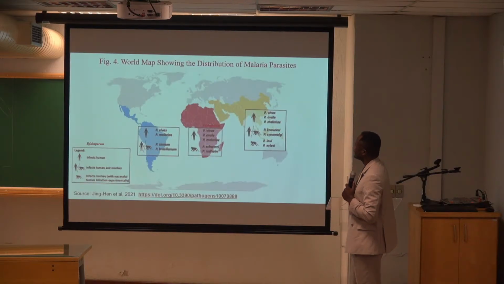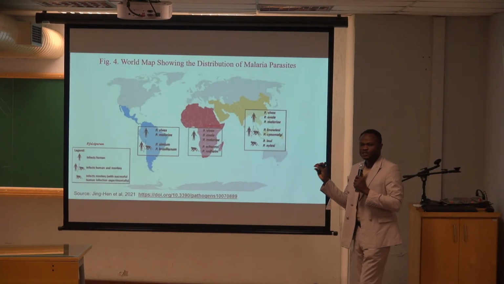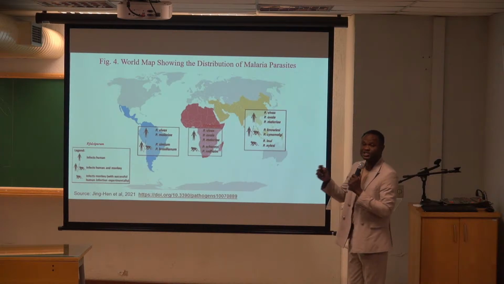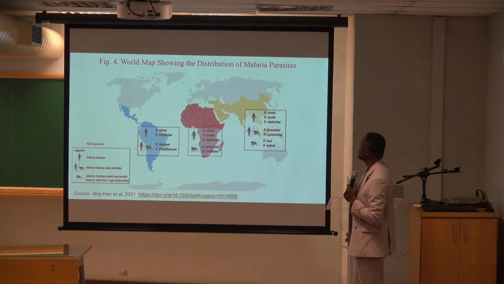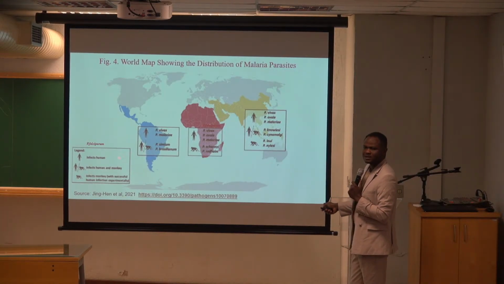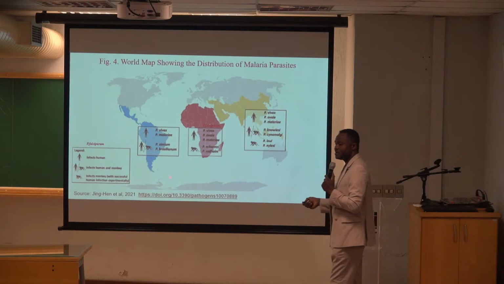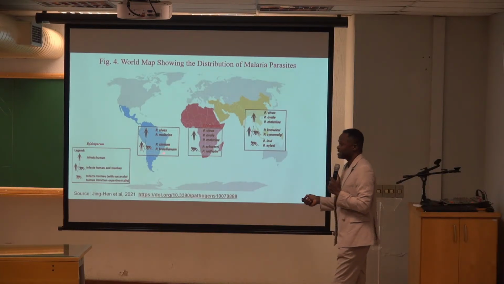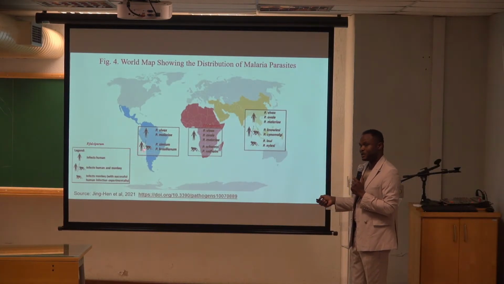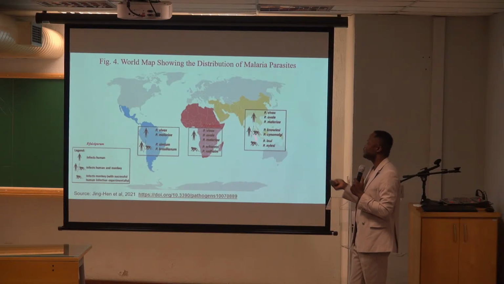Okay, so this is the map of the world showing the distribution of malaria parasites. Here is America, where we have vivax and malariae. These 2 parasites can only infect humans, while these 2 can infect apes, monkeys, and humans. And that is why I didn't want to mention this, because you can't find them everywhere.